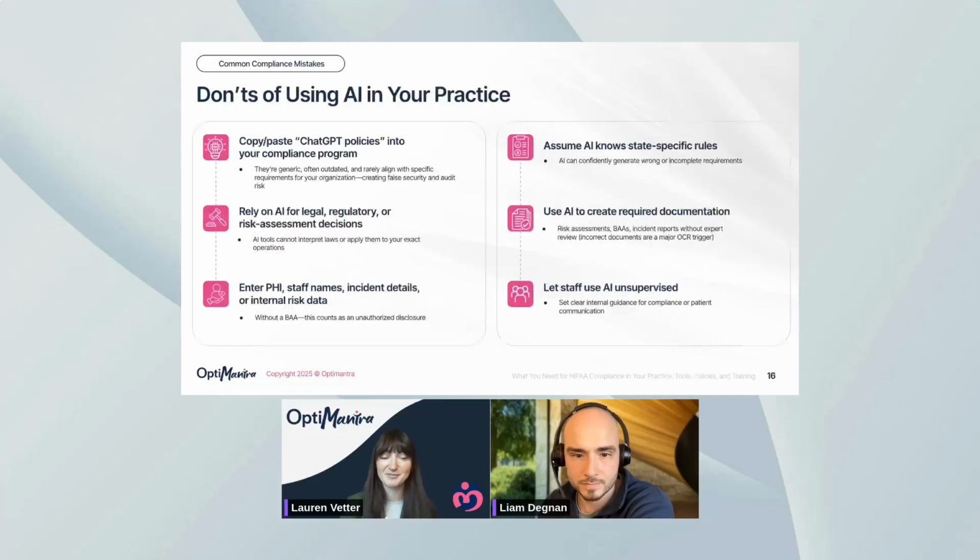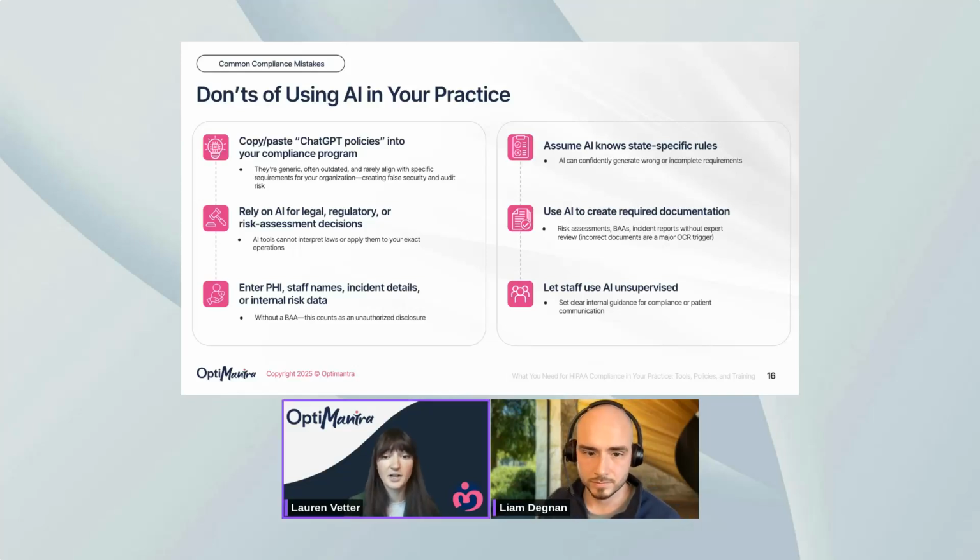And then going into the don'ts, we already know some big don'ts, but do not copy and paste ChatGPT policies into your compliance program. They are typically generic, they're often outdated, and they're very rarely aligned with your state, specialty, and operational requirements. So this might give you a very false sense of security, and in an audit, that can actually increase your risk. Along those same lines, don't assume that AI understands your state-specific rules. They sound very confident, even when they're completely wrong or they're missing critical requirements. So that's why legal, regulatory, or risk assessment decisions should never, ever be delegated to one of these AI tools.